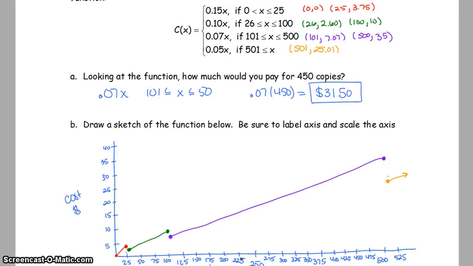Alright, I made the screen a little bit smaller here so you could see everything at once. The first thing I did for my first piece was find the bounds. If I plug in 0, I get 0, so if you don't get any copies, you don't pay anything. If I make 25 copies, I'm going to pay $3.75. So there's my first piece. And then I do the same thing. I plug in 26 copies, it's going to cost me $2.60. 100 copies cost me $10. I plot those. And for 101 copies, it will cost me $7.07. 500 will cost me $35. There's your big purple line. And then finally, 501 copies is going to cost me $25.05. So we've got our piecewise function.